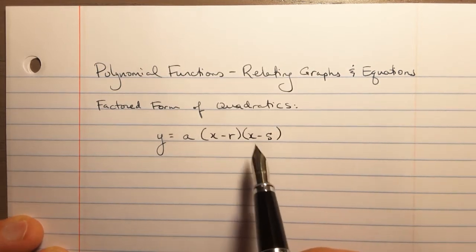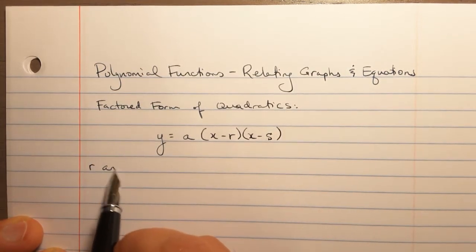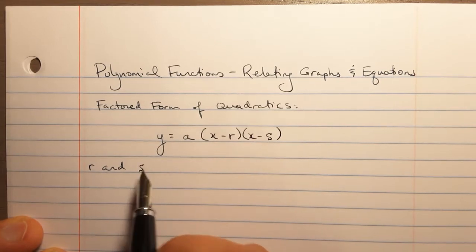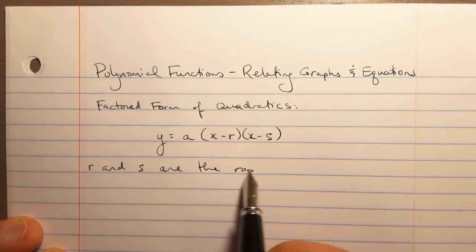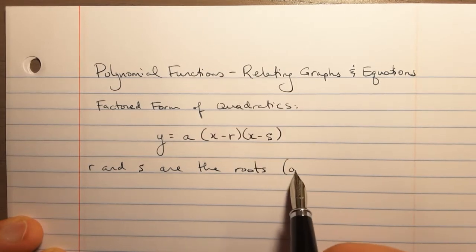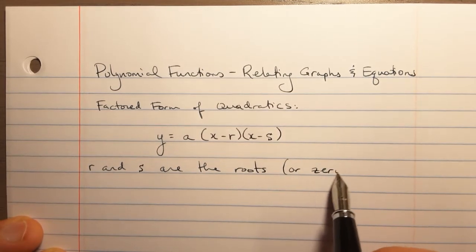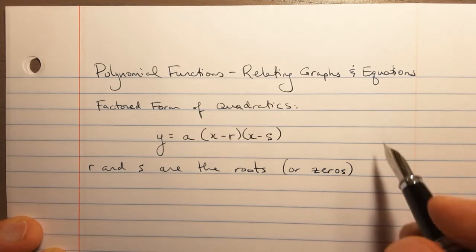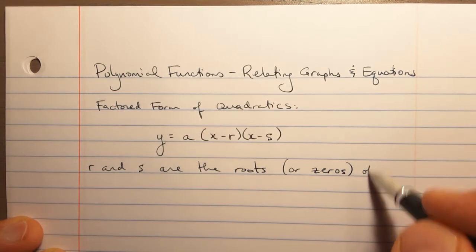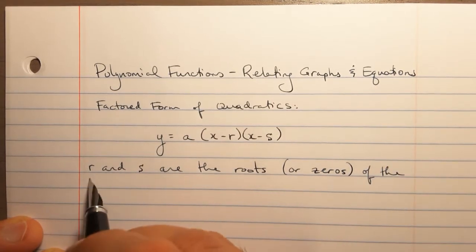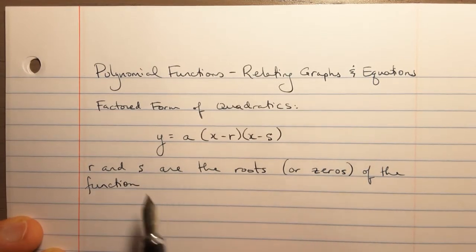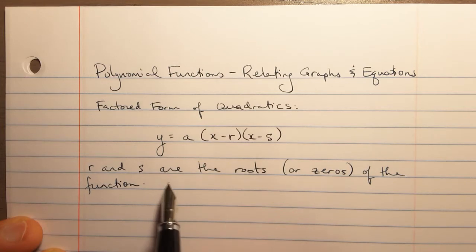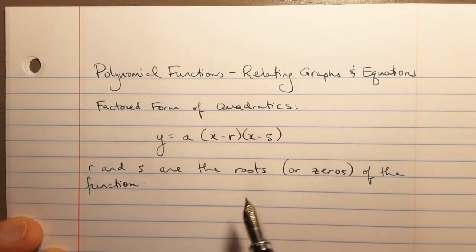And these two values, r and s, they are the roots, or we say the zeros, of the polynomial function. So they tell us where the x-intercepts are. That is where y equals 0.